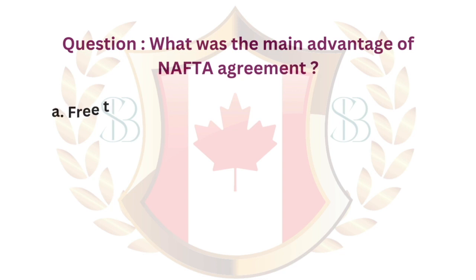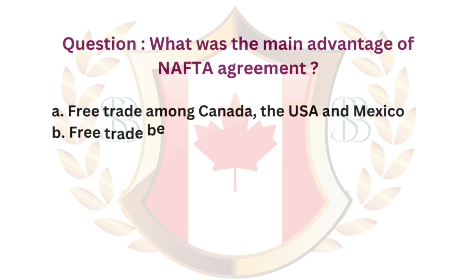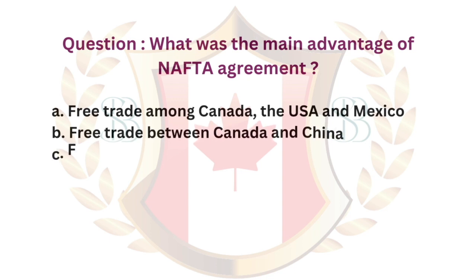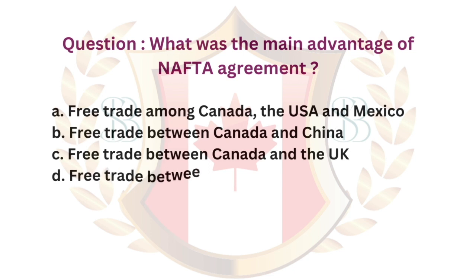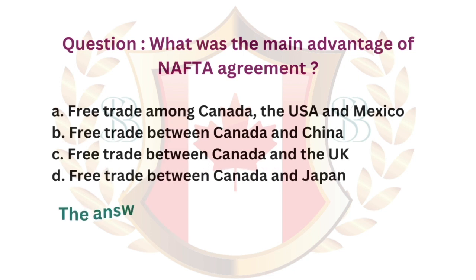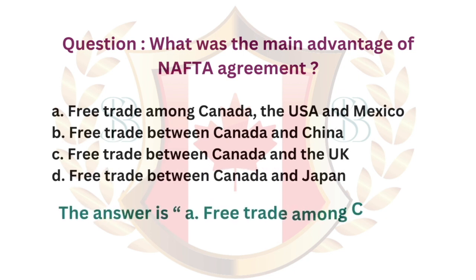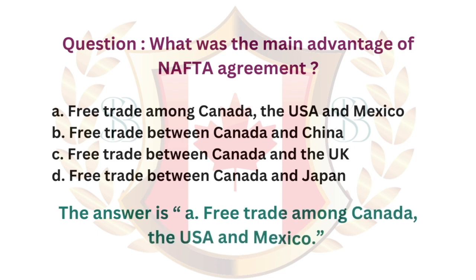Question. What was the main advantage of NAFTA agreement? A. Free trade among Canada, the USA, and Mexico. B. Free trade between Canada and China. C. Free trade between Canada and the UK. D. Free trade between Canada and Japan. The answer is A. Free trade among Canada, the USA, and Mexico.